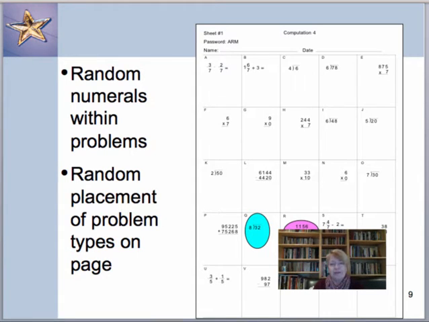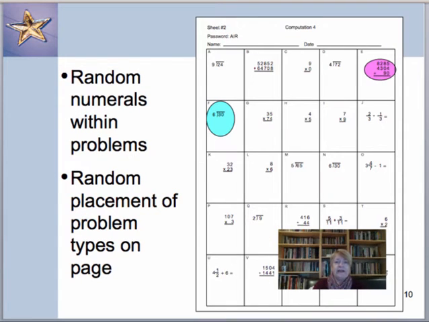So here's one example of a probe that might be created. And here's a second example of a similar kind of probe. Now you notice that these are different problems if you look at the first probe versus the second probe, but they represent the same objectives.